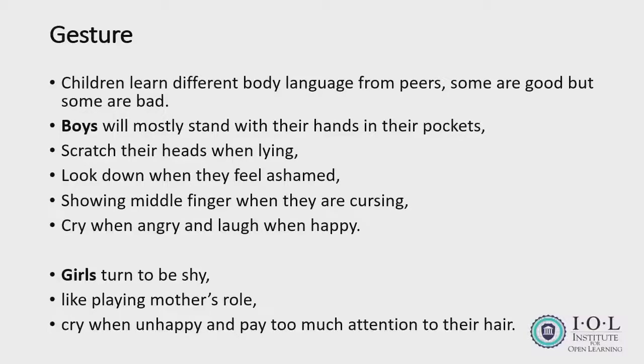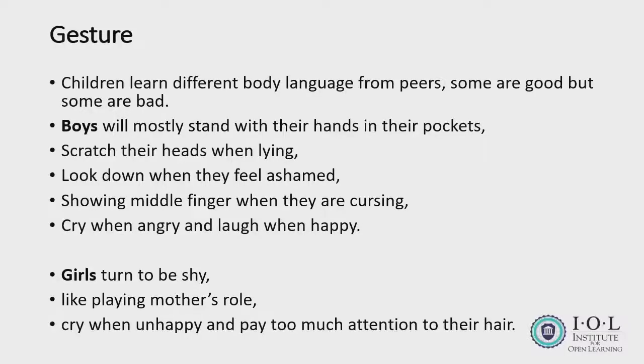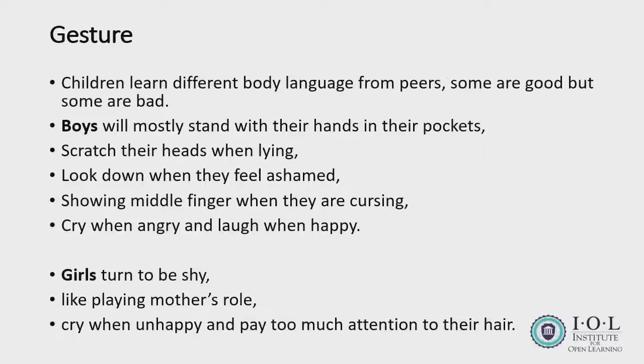The gesture, when you look at the gesturing, this is what happens normally in children. Children learn different body language from peers. Some are good, but some are bad, but they all learn from that. You find that boys will mostly stand with their hands in their pockets when they come and stand in front of you. Either they will scratch their heads when they are lying. So you can see someone is trying to lie to you, but they start scratching their head. So that gesturing is already an indication that they are lying. They also look down when they are feeling ashamed. They don't want to look at you because you might spot that there's something they are saying which is untrue.